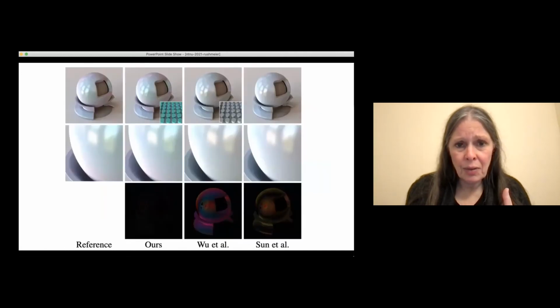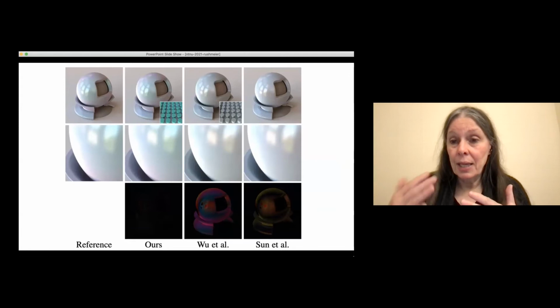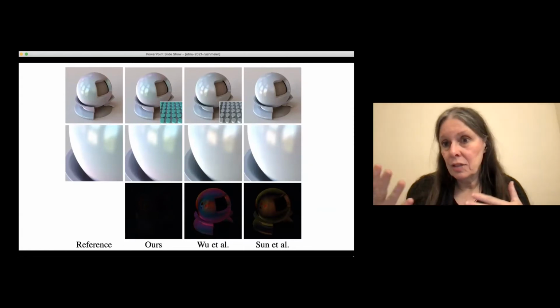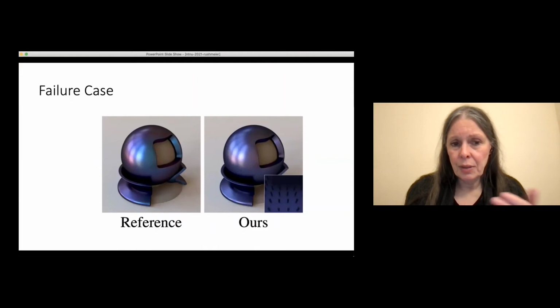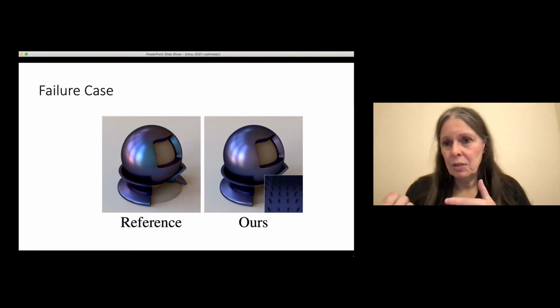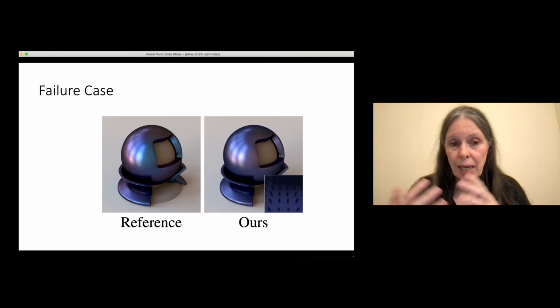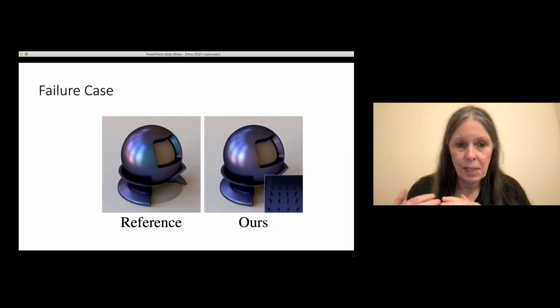In general, we do the best when there's some slight hue variation in view that we can estimate and produce with a bi-scale material. We do have failure cases. This is an iridescent coating that was measured over at EPFL, and we weren't able to find a good solution for it from our network.